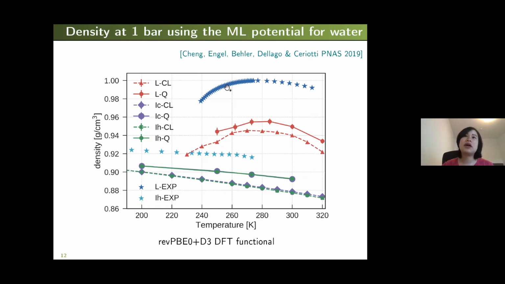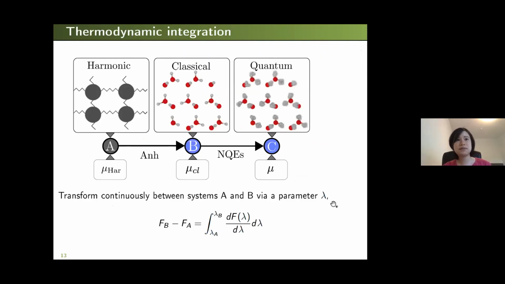And then we compare with the experimental measurement. So we can see we are actually rather close to the experimental prediction. Not only can we predict the thermal expansion rather well, we also predict the density maximum of liquid water at about 4 degrees Celsius.